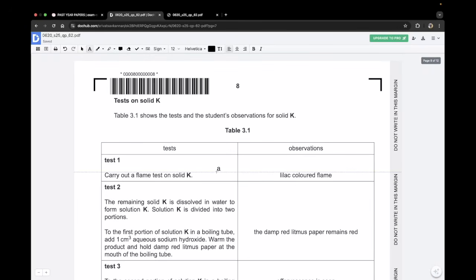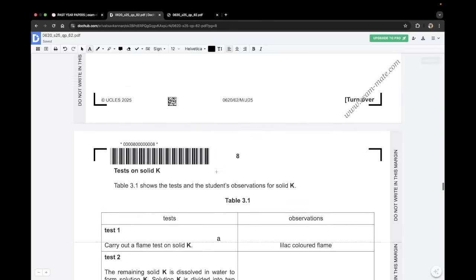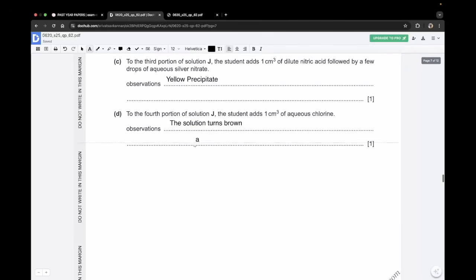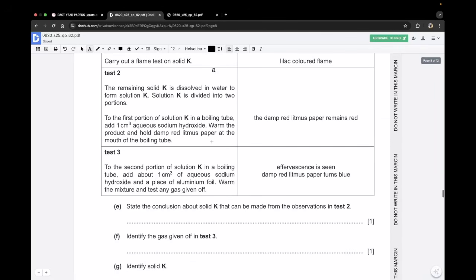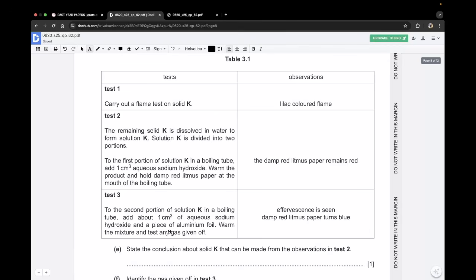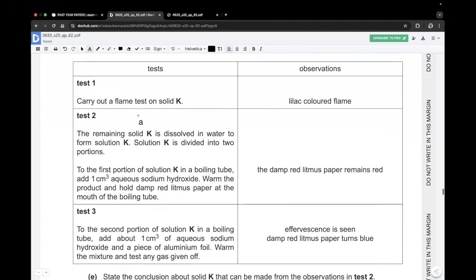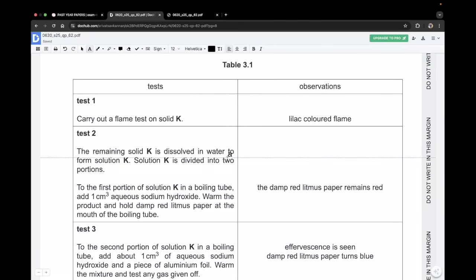Now the second part. Again, this is always the pattern that they follow. They give a compound and ask you to write the observations. Here they give a set of observations and ask you to identify the compound. So before you read this, just go through the question and come back to that. About solid K, they made some observations in test 2. What is test 2? Dissolve the solid in water to form solution K. Solution K is divided into 4 portions.